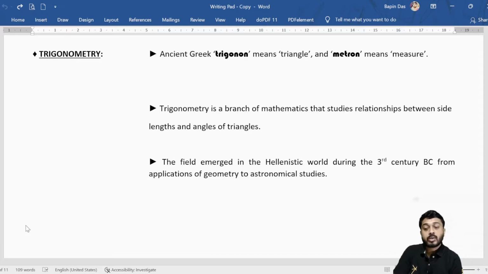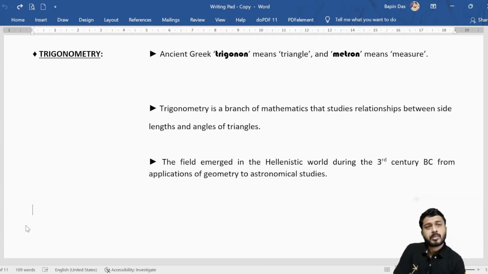As you see, I've written here that in ancient Greek, trigonon means a triangle, and the next word, metron, means measure or measurement, right? So what trigonometry means is a measurement of something of a triangle. What is that something? That something is basically the relationship between the sides of a triangle with the angles of the triangle, right? So trigonometry is a branch of mathematics that studies the relationships between the side lengths and the angles of triangles. That's what trigonometry is all about.